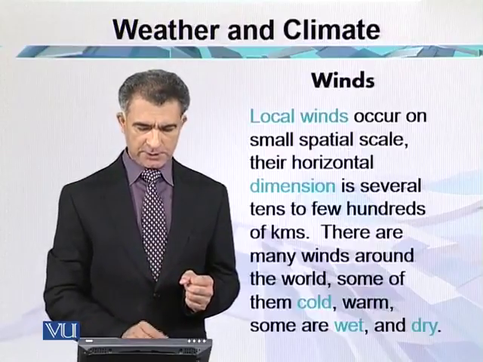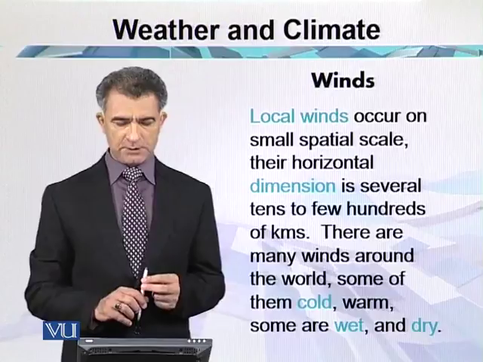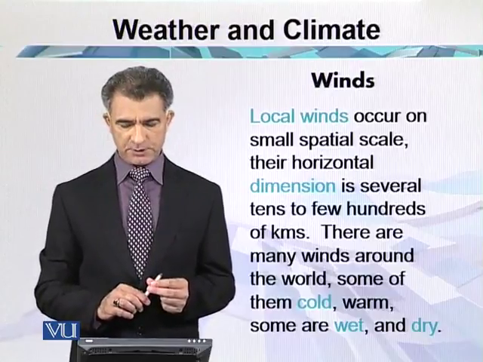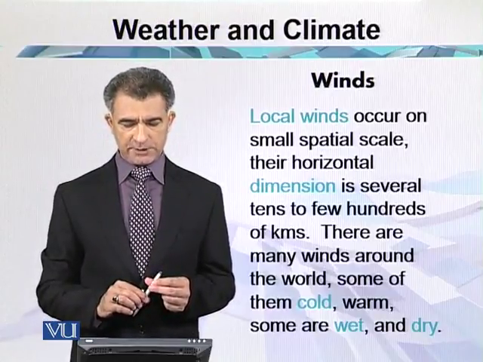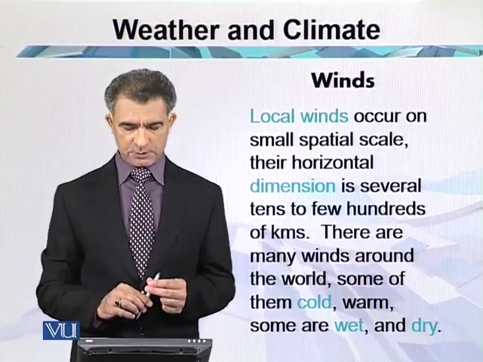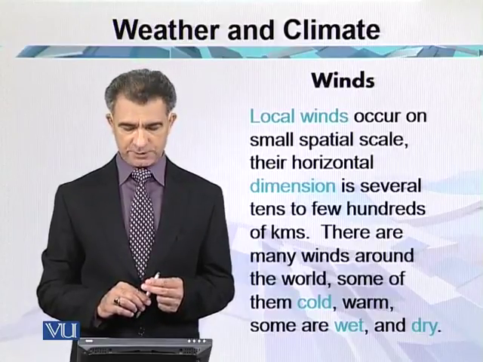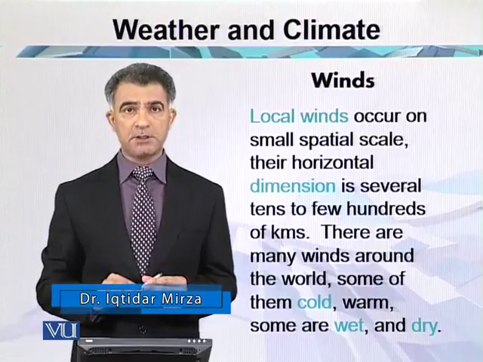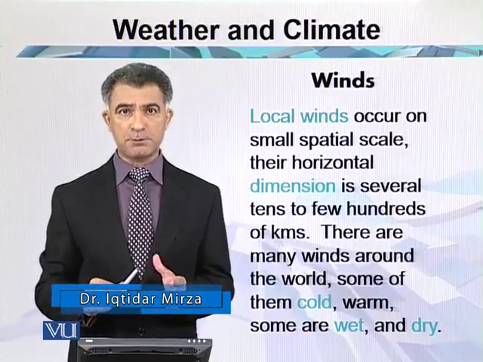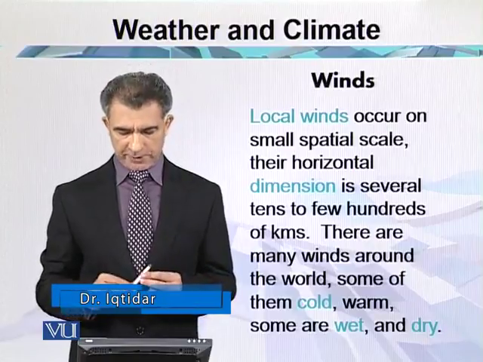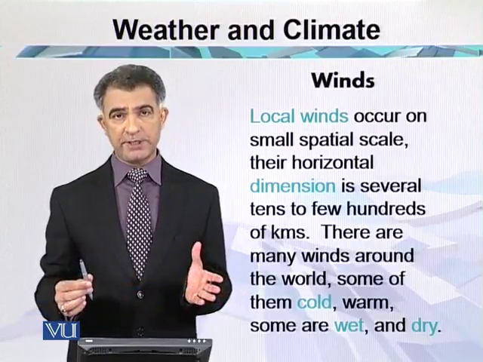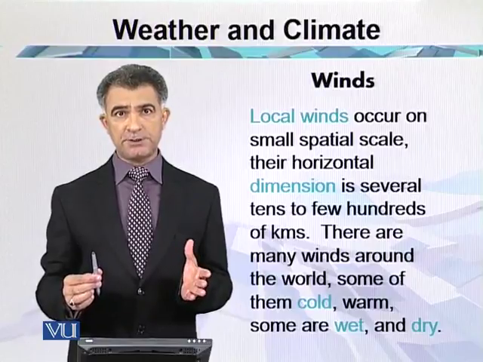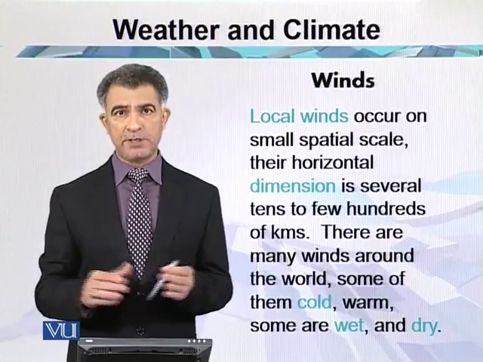Now here we'll discuss the local spatial scale. Now in this area, it occurs on small spatial scale. Their horizontal dimension is several tens to few hundreds of kilometers. There are many winds around the world. Some are cold, some are warm, some are hot, some are wet, or some are dry. So their condition is different. Why? Because of the land use.